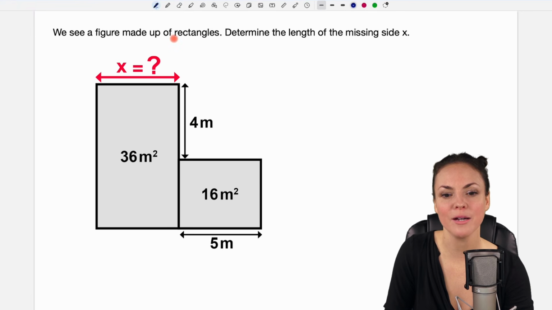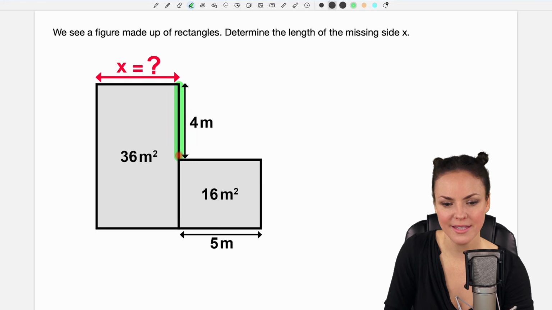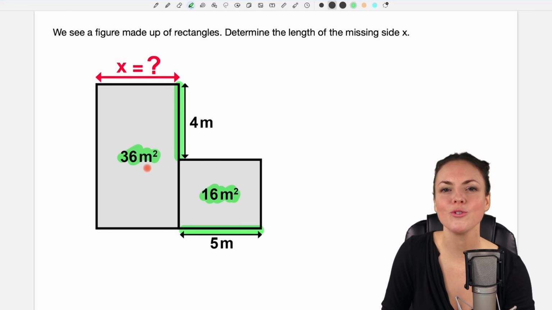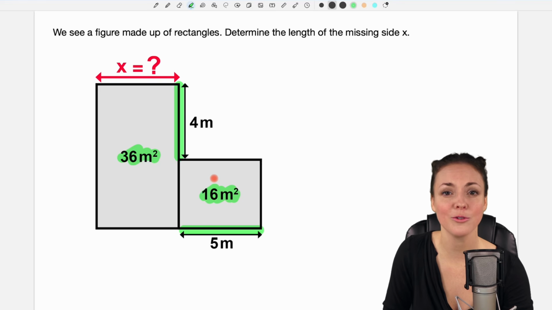Today I want to show you how to solve this problem where we see a figure made up of rectangles. We shall determine the length of the missing side x that we can see here. We get the length of this side and of this side, and we get the area of our rectangles. This is all the information we get, and I want to show you two different methods how to solve this.